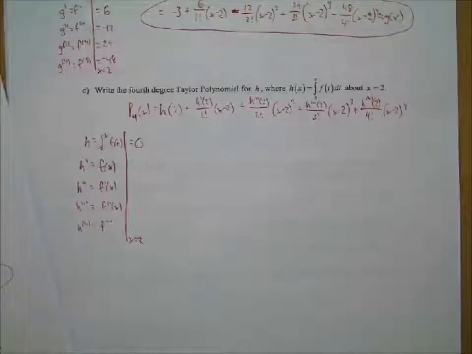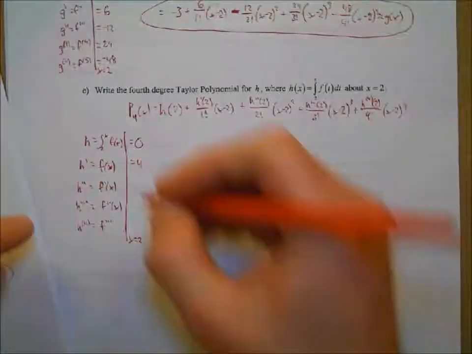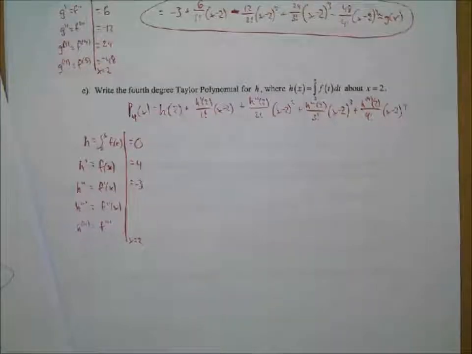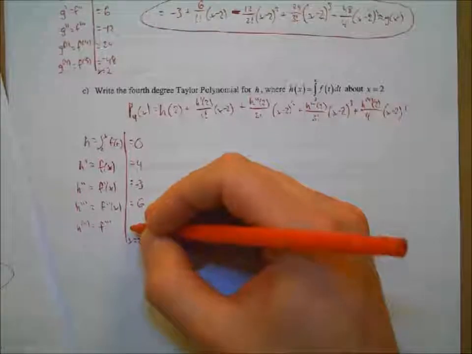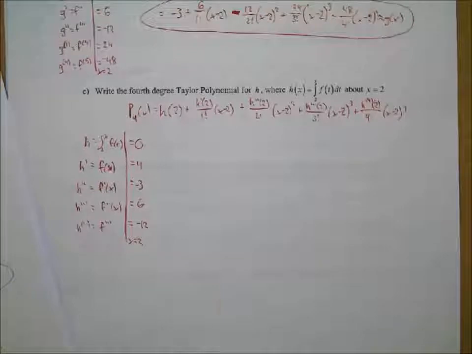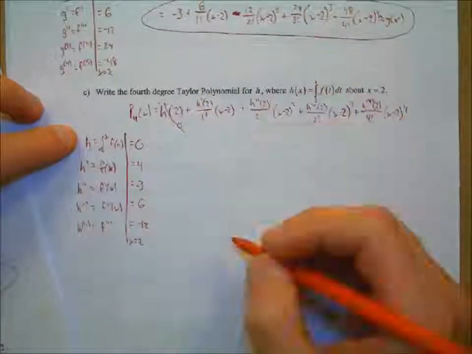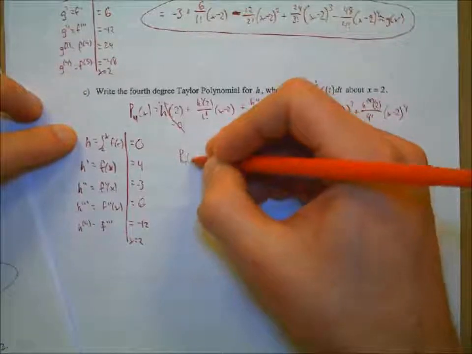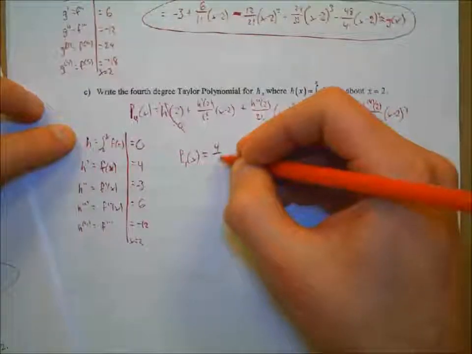And then what is h prime of 2? Well, it's equal to f of 2, and what's f of 2? 4. And then h double prime is equal to f prime. F prime of 2 is negative 3. And then what will h triple prime be? 6. And then the fourth derivative of h, negative 12. There you go. Once you've got those numbers, you're good to go. So the first term is going to be 0, it kind of goes away. And so then we've got p sub 4 of x. Thankfully, it didn't have us write 4 terms. It just says 4th degree, so we're good to go there.